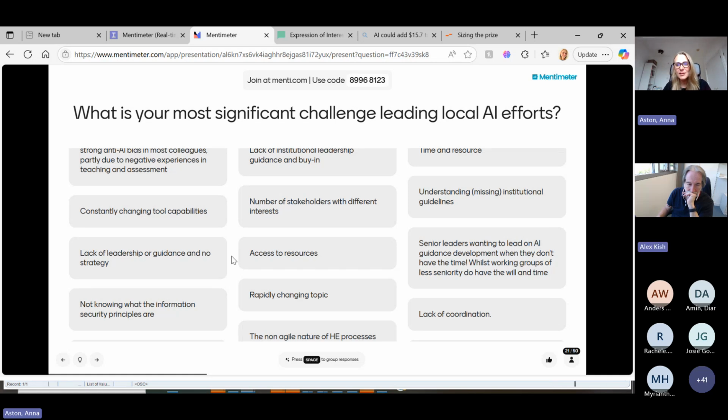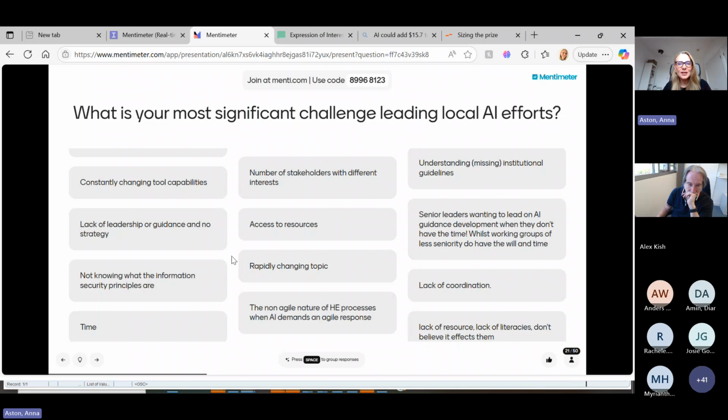Everybody has different interests. Senior leaders wanting to lead an AI guidance development when they don't have the time, whereas working groups of less seniority do have the will and time. Yeah, it's the situation we had especially last year, where everybody was frozen and just waiting for a message from the leadership to come down and tell us what we could do and what we could not do.